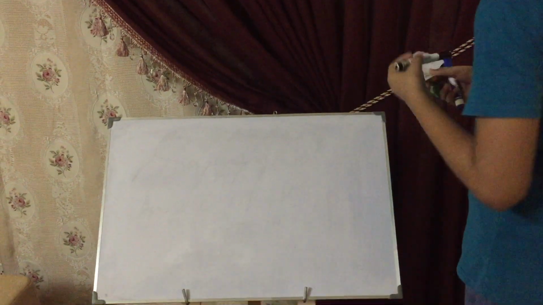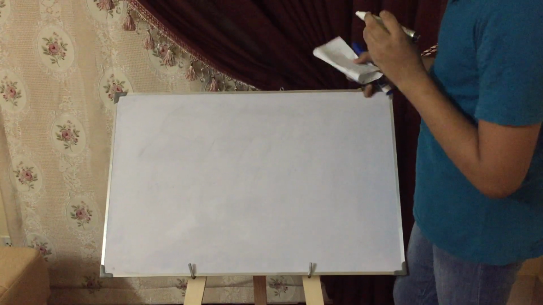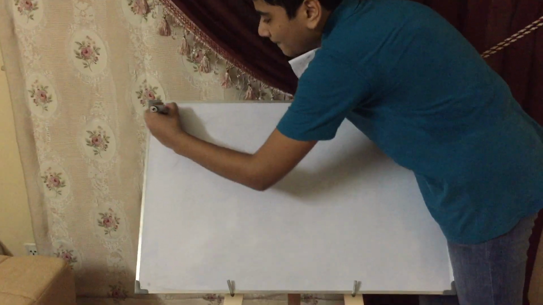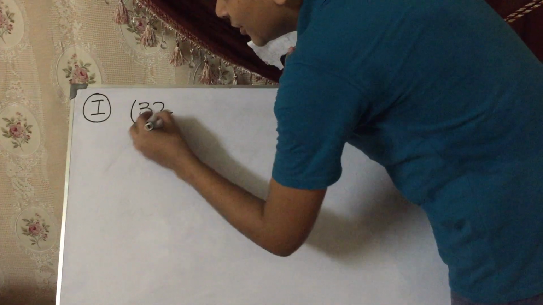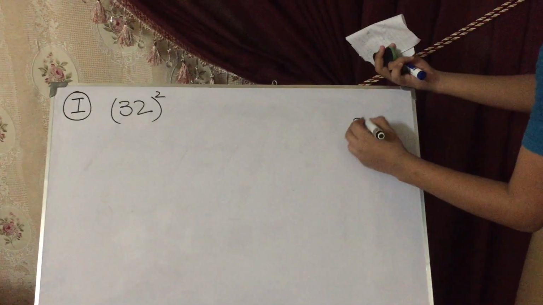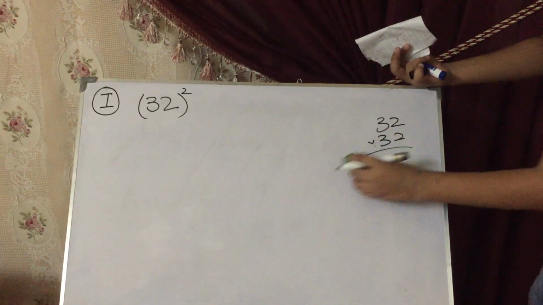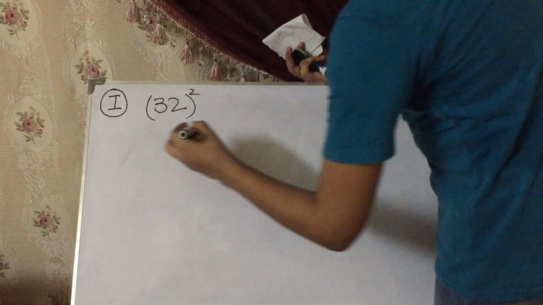Our first question: we can do it with two methods. Firstly, I will teach you method 1. So what is method 1? We have to take out the square of 32. Somebody might say we have to do 32 multiplied by 32, but you can sometimes make a mistake in this. Today, focus on what I am telling you.